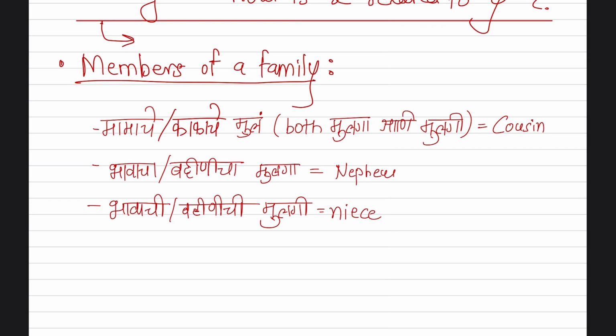So what I have done in Marathi, I have added that mamache and kakache mulo, these are called cousins. Similarly, bhavacha and bahinicha mulga, they are known as nephew. Bhavachi and bahinichi mulgi, these are called niece. So I get very confused, so I have done this for myself, right?